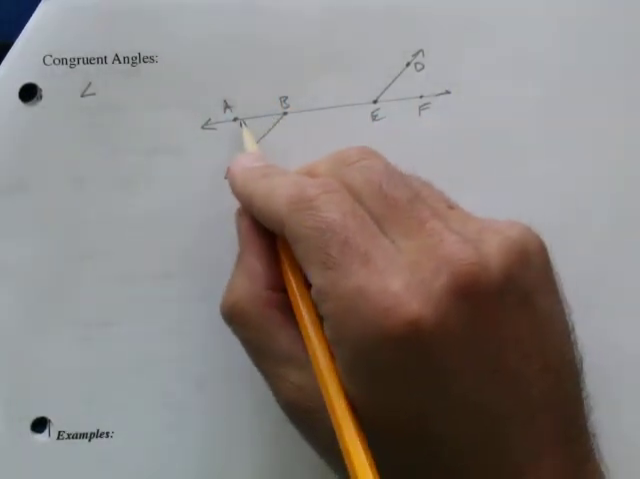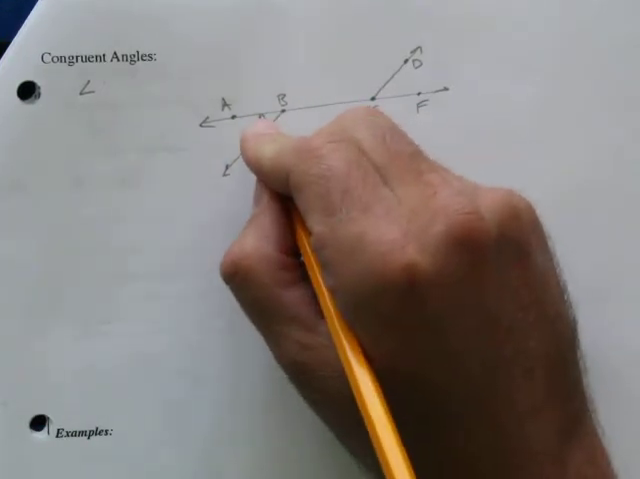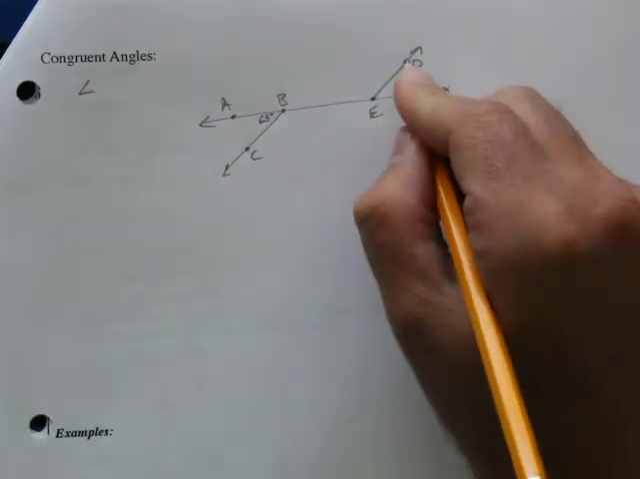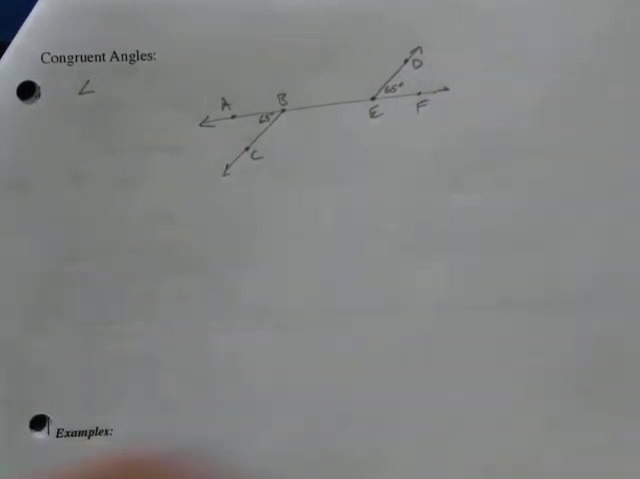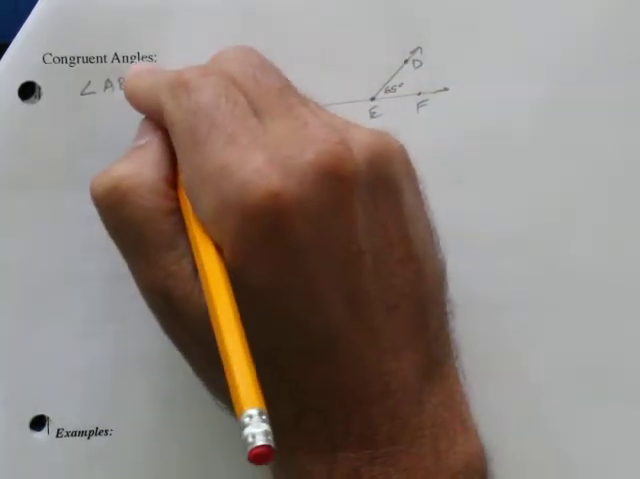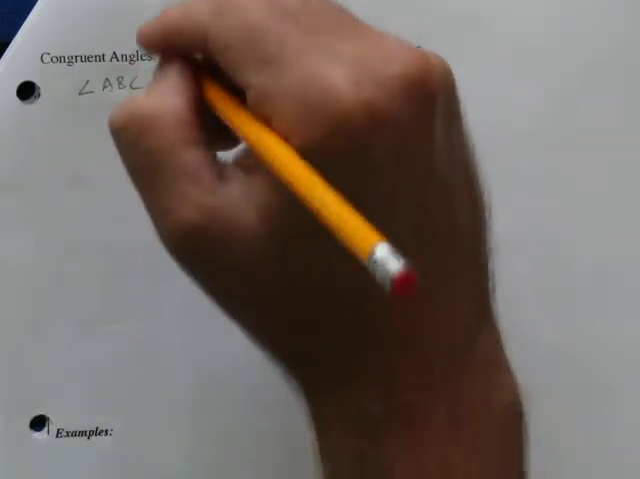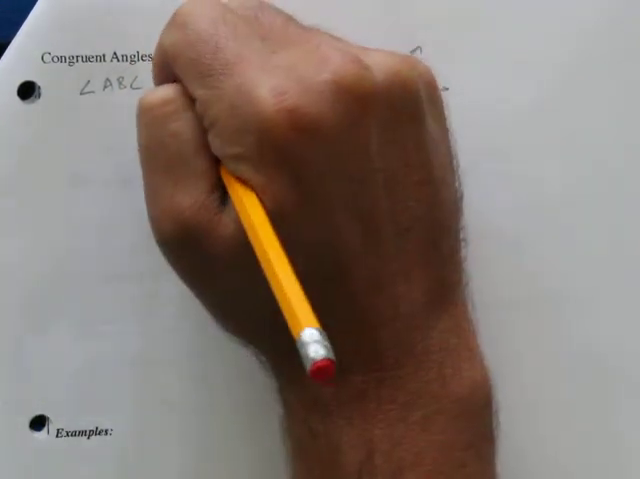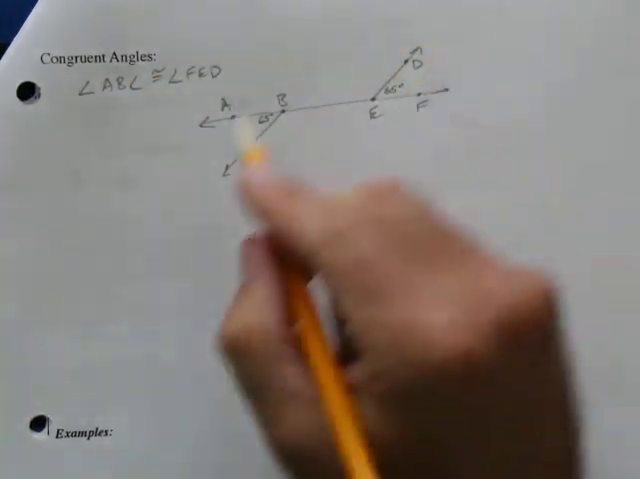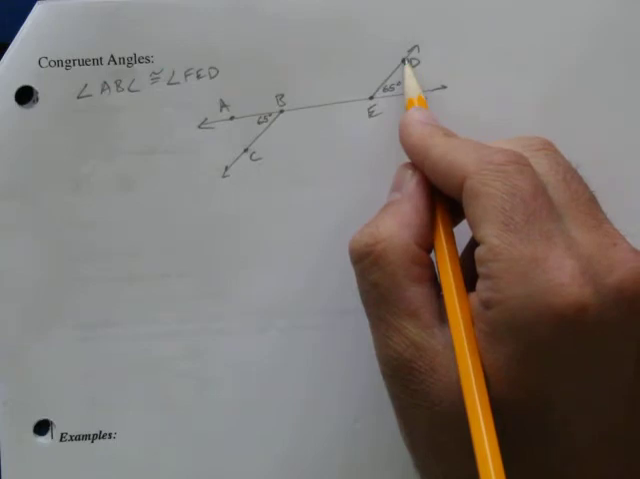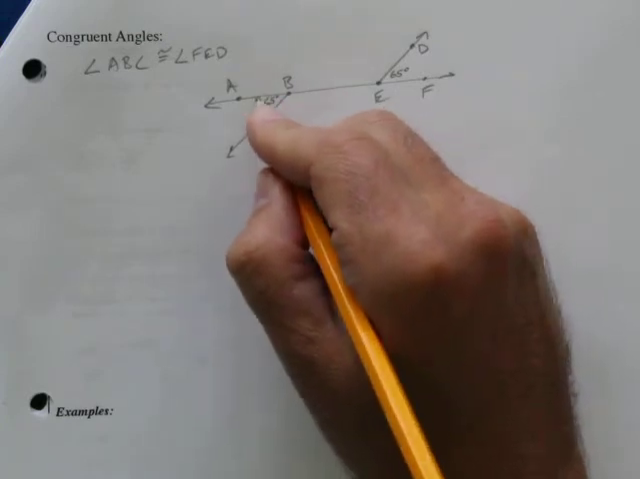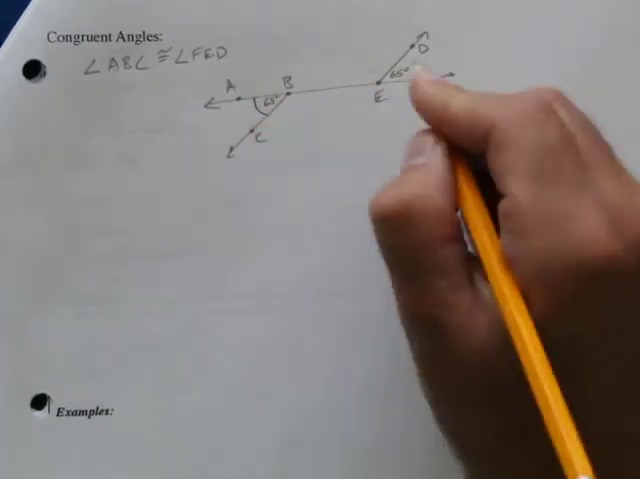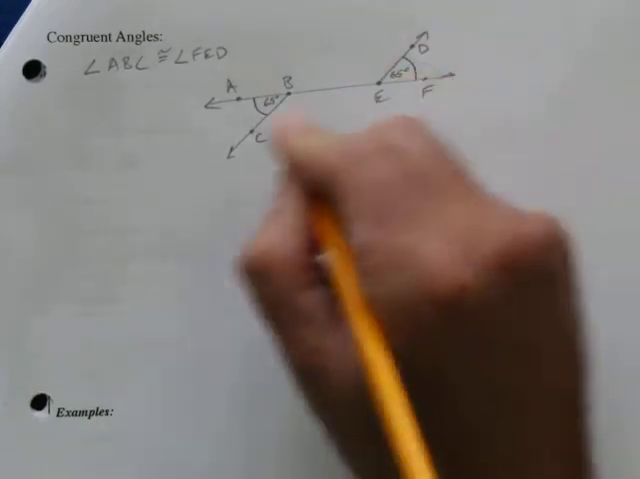Okay, so angle ABC is 65 degrees. And angle DEF is also 65 degrees. So I can say that angle ABC is congruent to angle FED. ABC, FED. And the way we say these are congruent is I draw an arc here and an arc here, and that says this angle is congruent to this angle.